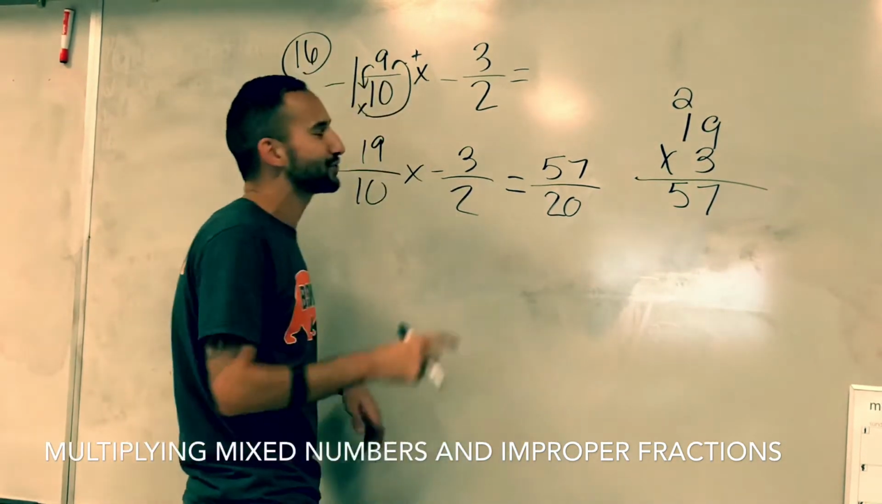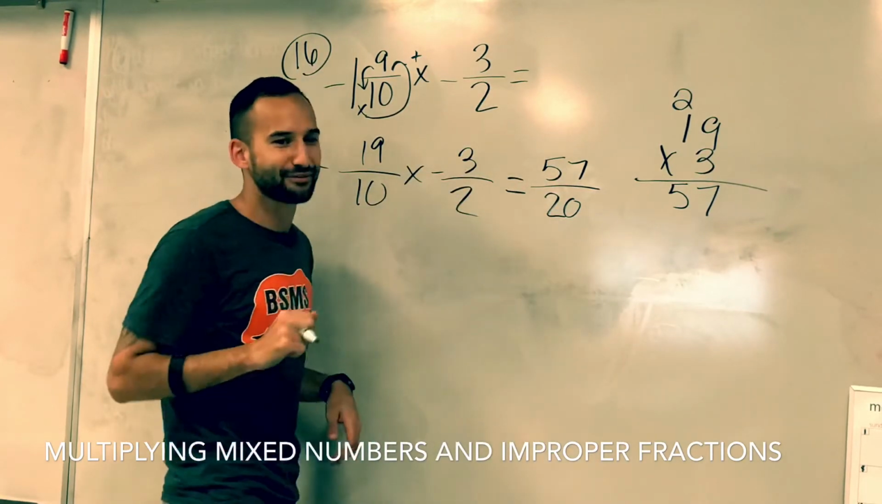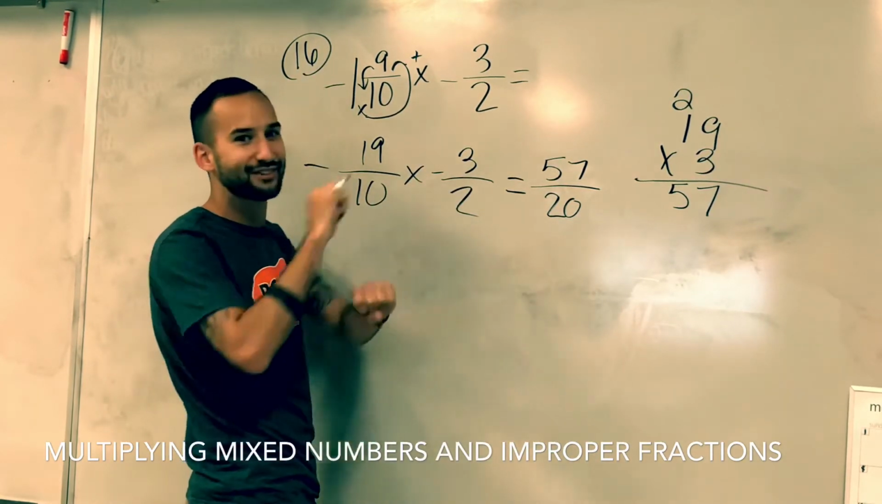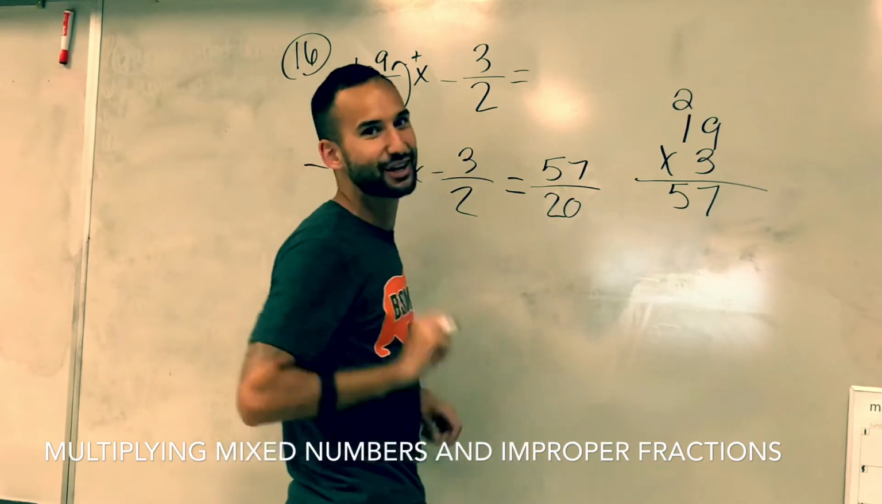Okay, so to change an improper fraction to a mixed number, top number divided by bottom number. Come on, my 6th graders even know that.